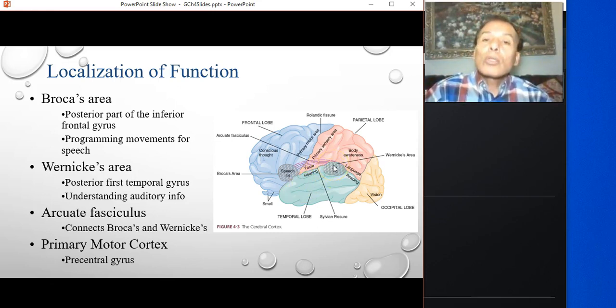Now you have the word and the meaning of it. Now you send that forward. There's a special pathway that connects this area with another area here called Broca's area, in the inferior, posterior part of the frontal lobe. So through this pathway, Wernicke's area sends the word, and Broca's area says, oh, that is a noun.